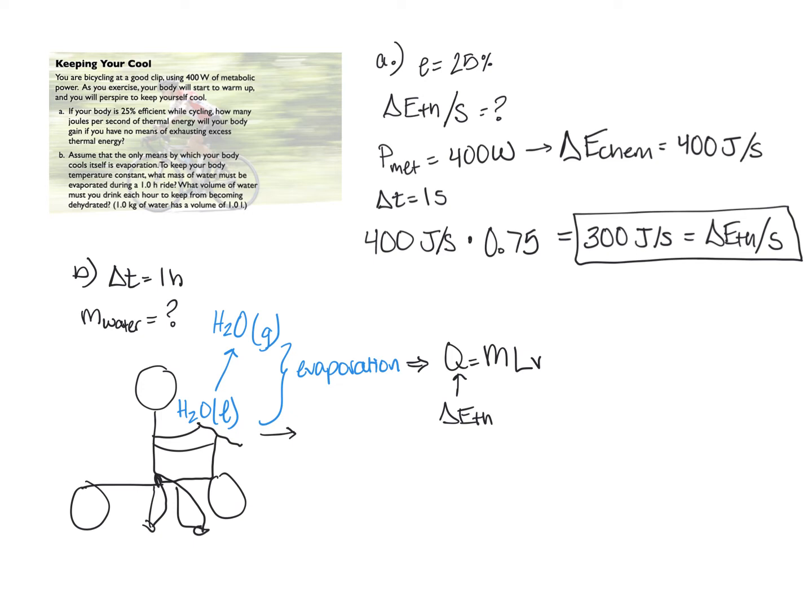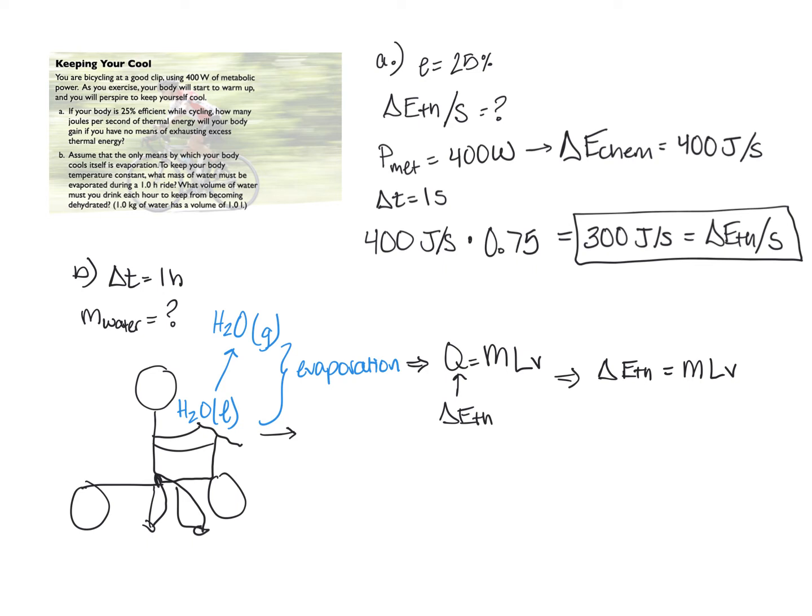It's keeping thermal energy within itself to heat up this water, and thus it evaporates. And that's how we keep cool. So ultimately, we end up with an equation that looks like this. The thermal energy is equal to the mass of the water in kilograms times the latent heat of vaporization for perspiration.